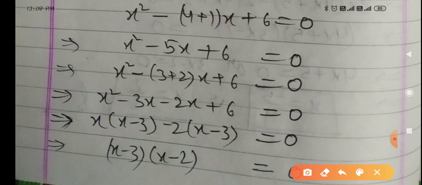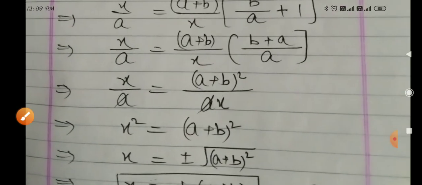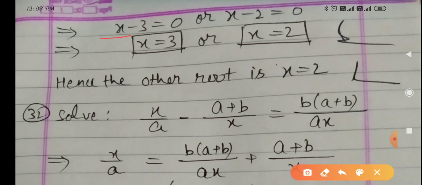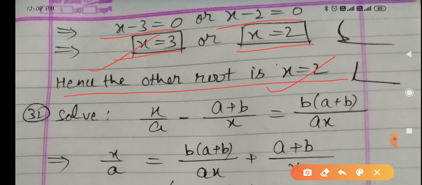Factorize it. x square minus 3x minus 2x plus 6 equals 0. So you are getting x minus 3 into x minus 2 equals 0. So you can see x minus 3 equals 0, x equals 3, x minus 2 equals 0, x equals 2. 3 is already given as the root. x equals 3 is the given root. So the other root is x equals 2. So that's why I have written, hence the other root is x equals 2.